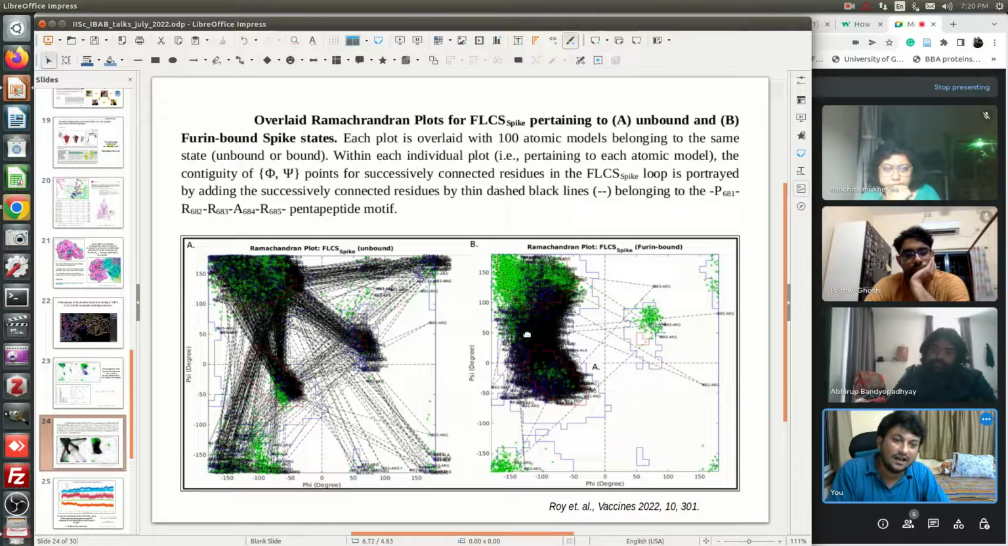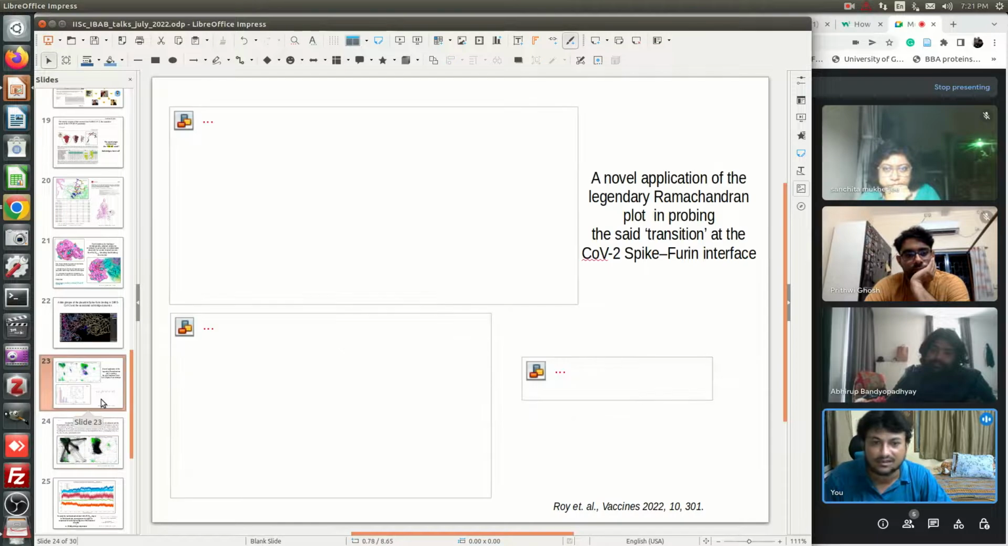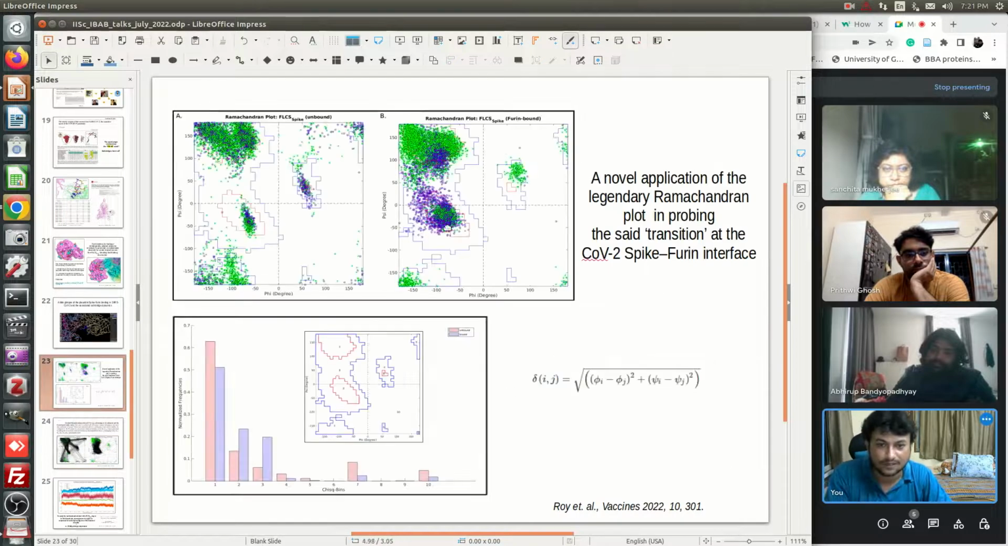So again, we are not really emphasizing the fact that it is forming a helix or a beta sheet, but definitely a disorder to order transition is taking place, and that also harbors the signature of metastability. That will be clear in the next slide, but before that, let me just complete this story that we computed.